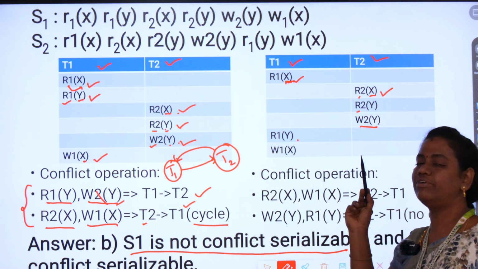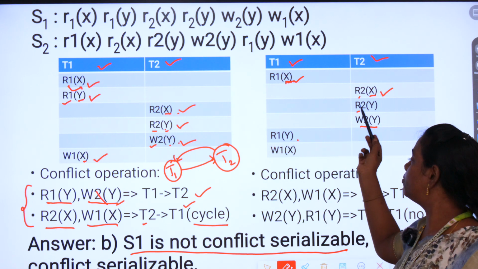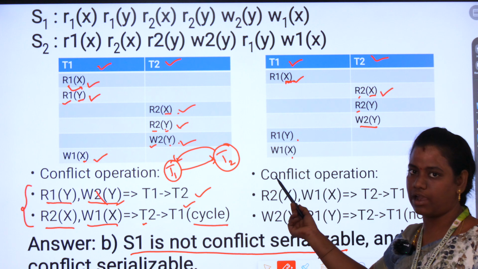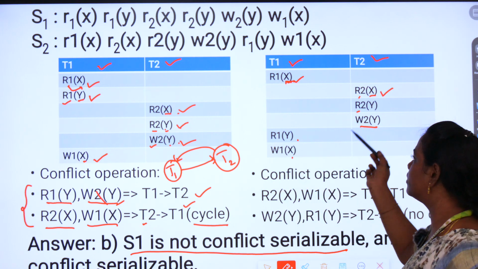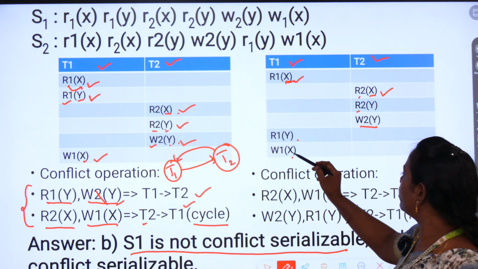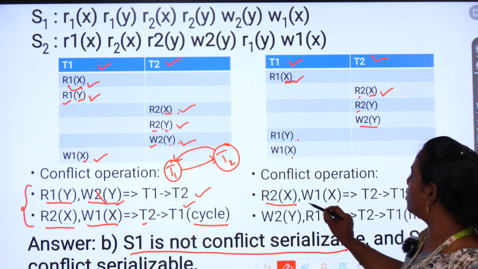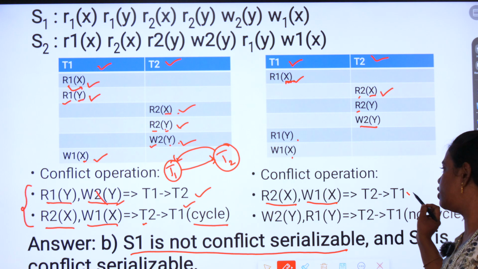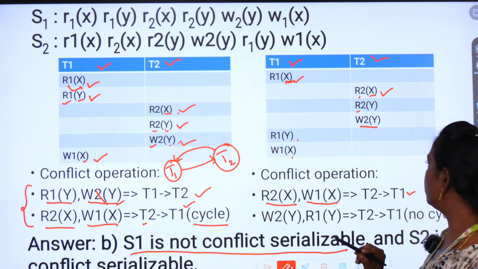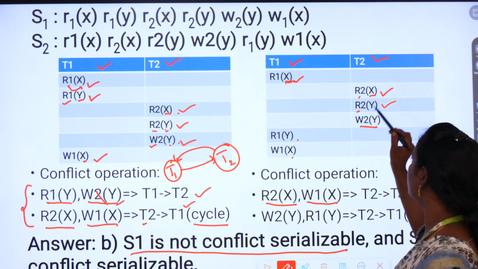And then R2 of X is compared with W1 of X. Here both are performing operations on same data. Here this is a read operation, this is a write operation. Definitely there is a conflict. So this is our conflicting operation, R2 of X, W1 of X. Here after completing T2, then only T1 will be executed. Okay. Next I am going to check for R2 of Y.